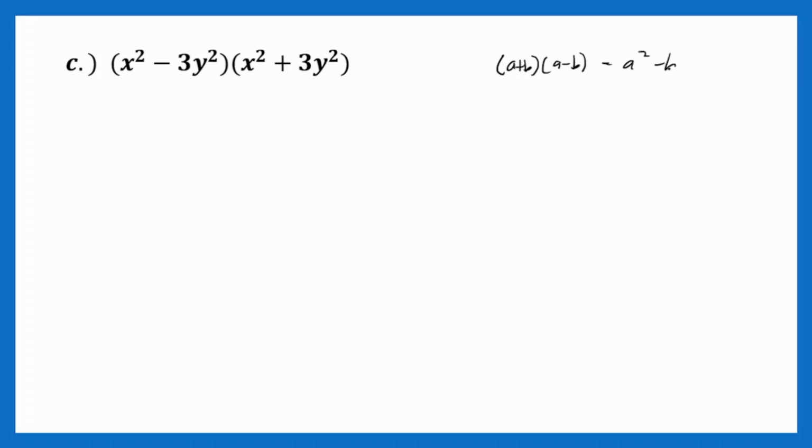Alright, let's move to letter C. So, x squared minus 3y squared multiply by x squared plus 3y squared. So, pattern muna. So, a plus b, a minus b, is equal to a squared minus b squared. So, dapat sinasabayan niyo si sir sa pagsusulat nito. Dapat kahit paano binabanggit mo siya ng paulit-ulit para at least ma-practice mo siya. Right? The more you say it, the more it will retain to your mind.